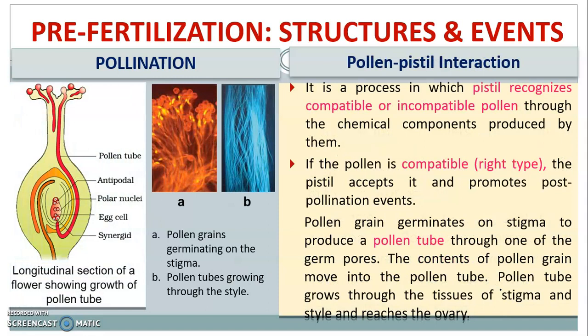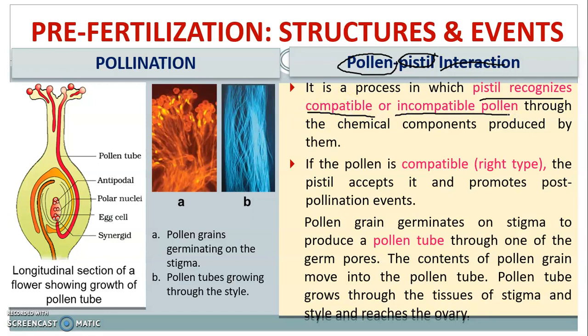Next part in this content is pollen-pistil interaction. The word pollen is the male part. Pistil is the female reproductive part, and interaction is the meeting between the male and female. So pollen-pistil interaction is a process in which the pistil recognizes the compatibility or incompatibility of the pollen grain.